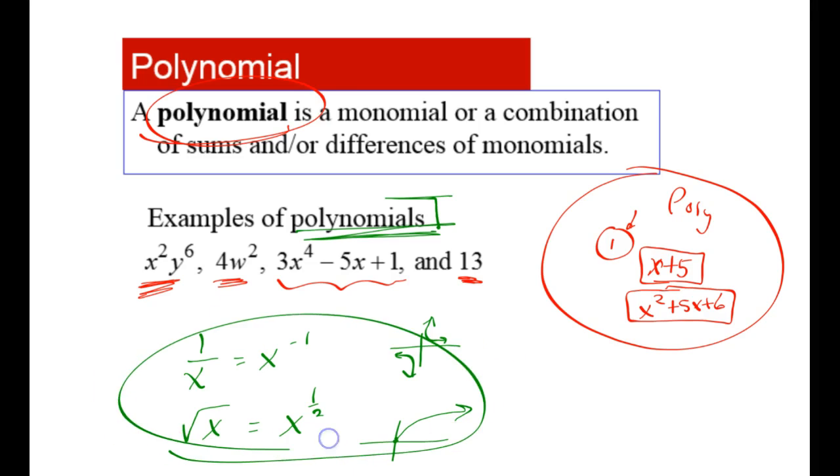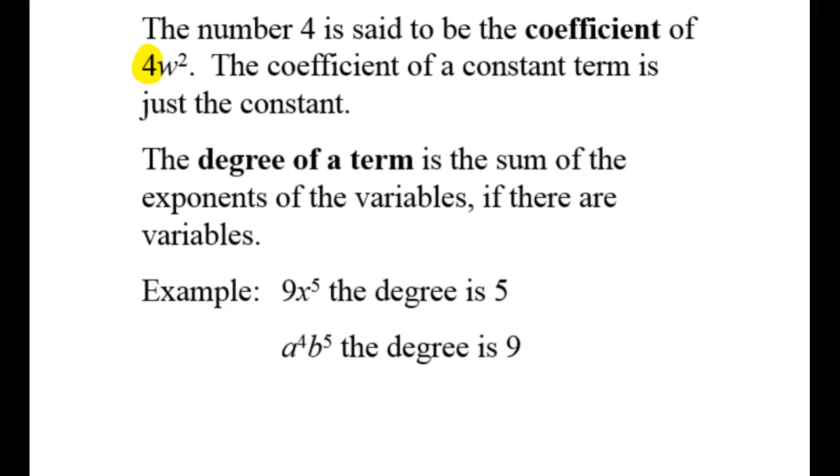So everything in green, not polynomials. Everything in red, nice polynomial functions. So 4 is said to be the coefficient.